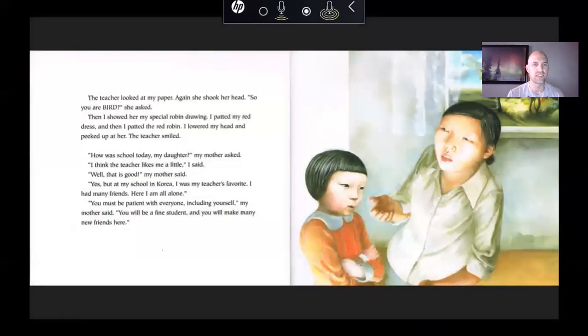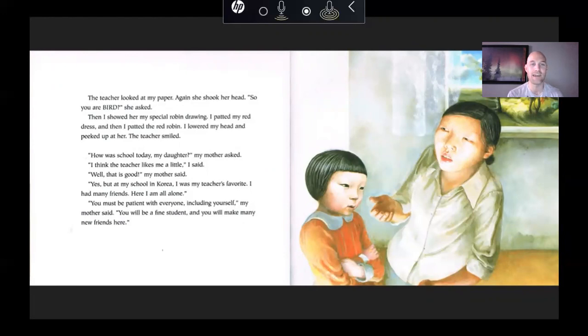The teacher looked at my paper. Again, she shook her head. "So you are bird?" she asked. Then I showed her my special robin drawing. I patted my red dress, and then I patted the red robin. I lowered my head and peeked up at her.